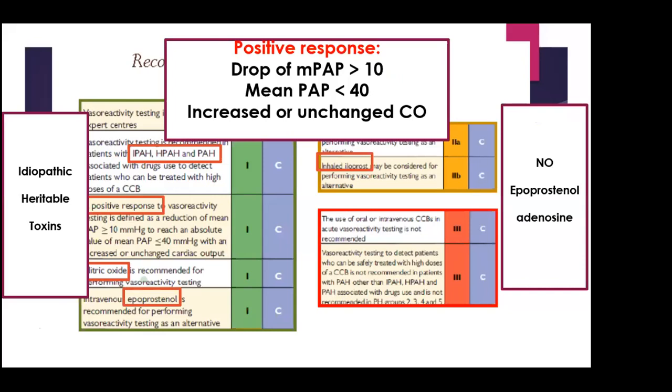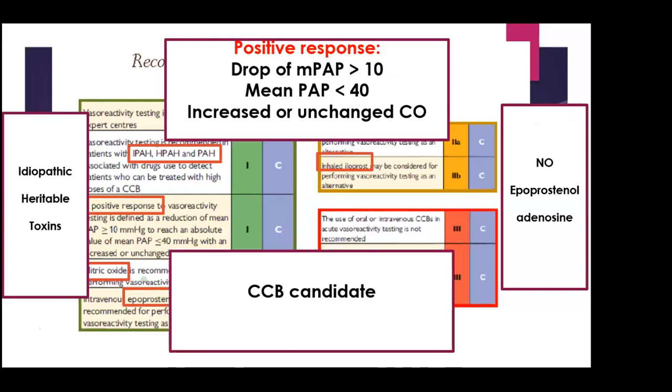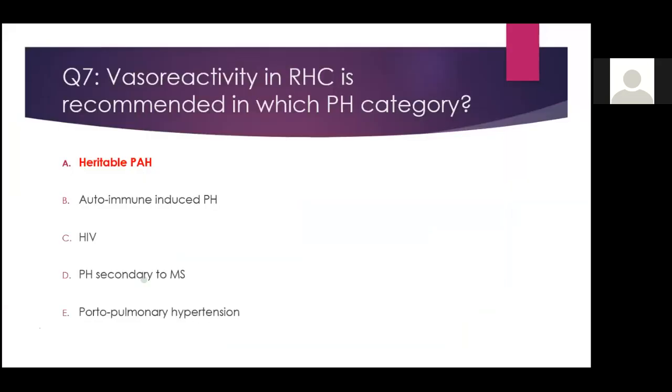Why is vasoreactivity testing very important? Because it helps to detect which patient will benefit from the calcium channel blocker. Actually, these patients are less than 10% of the patients with pulmonary arterial hypertension. So not every patient with pulmonary arterial hypertension is recommended to have calcium channel blocker as a therapy. The heritable or familial pulmonary arterial hypertension is the condition in which vasoreactivity testing is recommended.